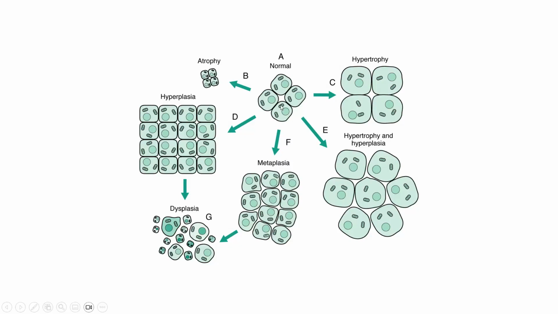In hypertrophy and hyperplasia, you'd have the 4 cells get larger but also increase in number. Once you get to metaplasia or hyperplasia, we can then progress to dysplasia. And dysplasia is an irregular and uncontrolled cellular division where cells are produced of different sizes and shapes.